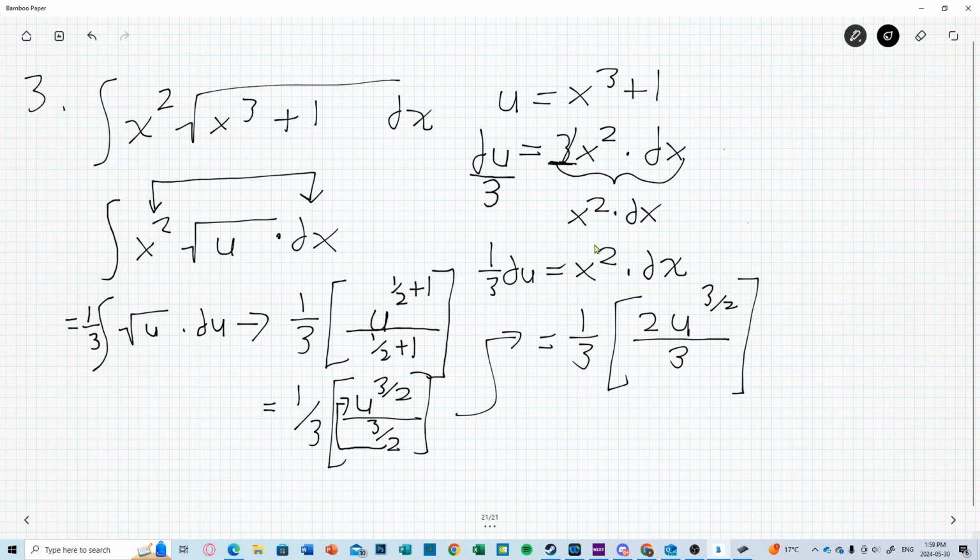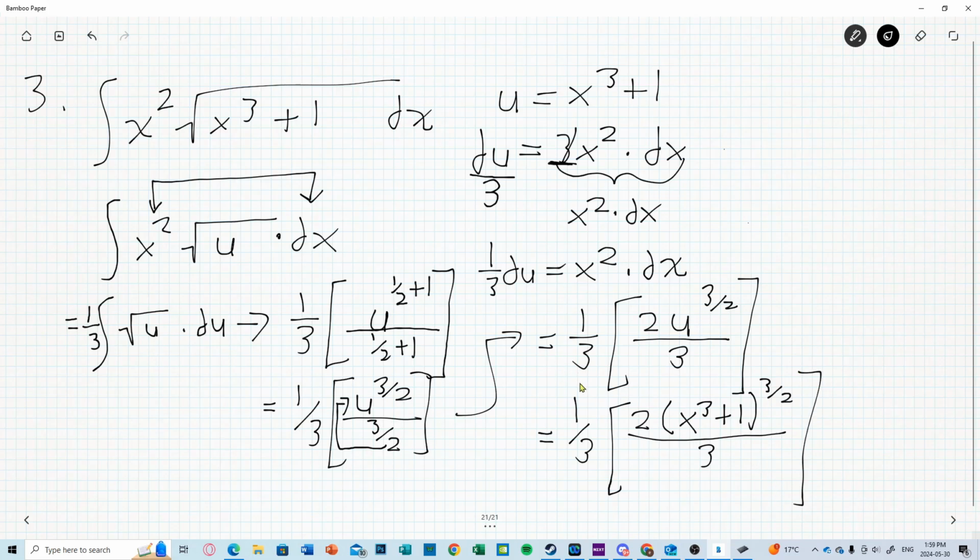Now, this is almost done. All we have to do is replace u with what we had at the very beginning to put it back into terms of x, which will give us 1/3 of 2 multiplied by x cubed plus 1 to the power of 3/2, all divided by 3, and that's the answer for our equation.